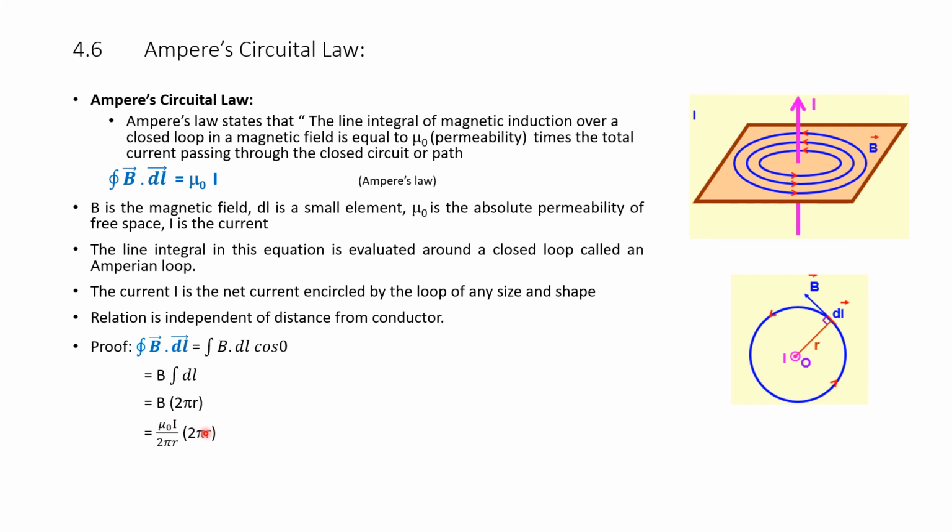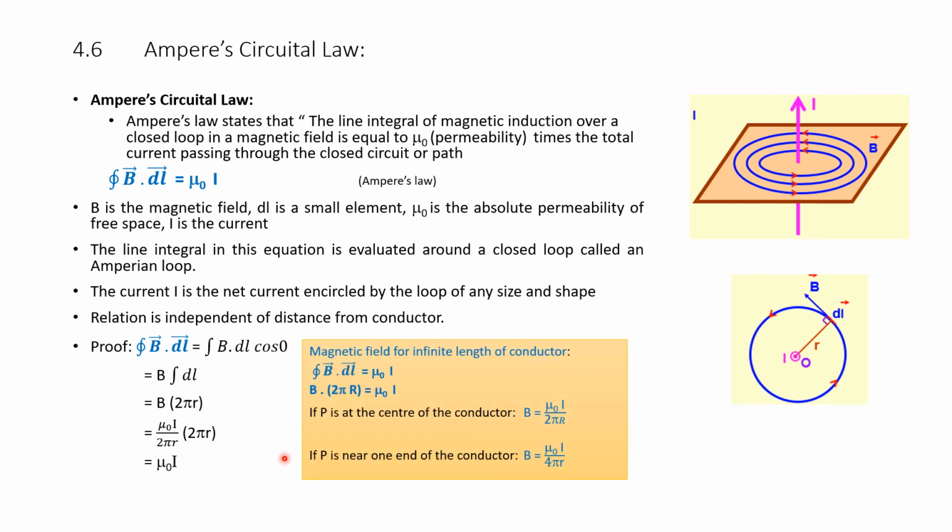The value of B is B = μ₀I/2πr, multiplied by 2πr. The 2πr gets cancelled. Hence, the integral of B·dl is equal to μ₀I. This is nothing but Ampere's circuital law.